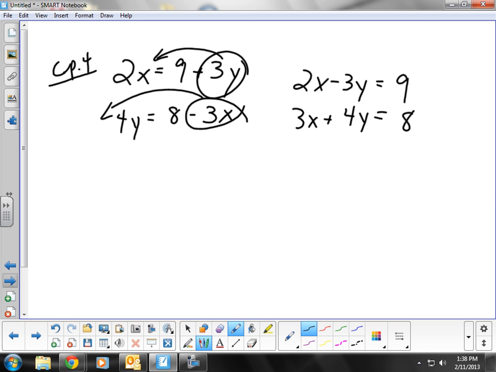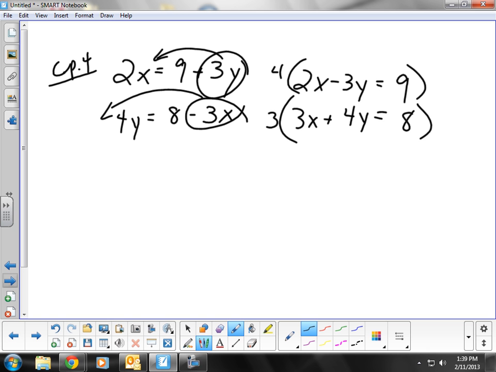Doesn't really matter. We could get rid of the Y's. We multiply the top by positive 4 and the bottom by positive 3. Does everybody see why I did that? Because the Y's are already set up so that one's a positive and one's a negative to start with, and I don't have to worry about signs.